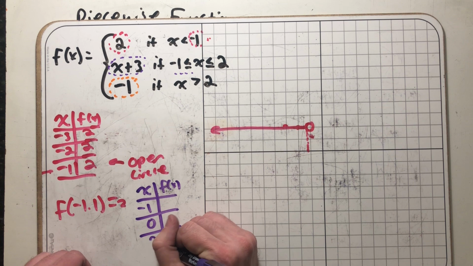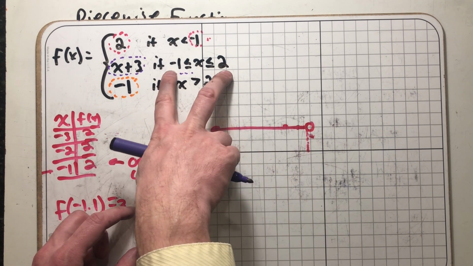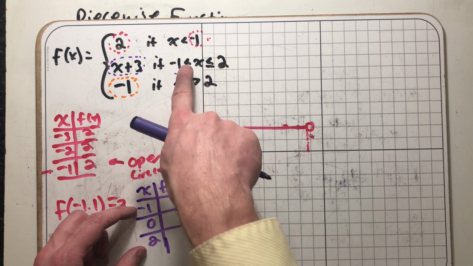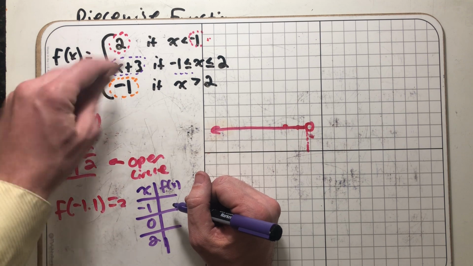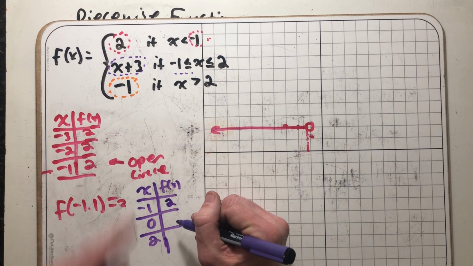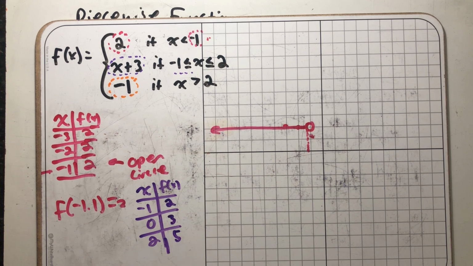And I'm just going to pick some x values that belong between -1 and 2. And again, I'd use the boundary values no matter what. But this time, because I have those equal to's, I'm going to get a filled in circle. Plug in a -1, I get out a 2. Plug in a 0, I get out a 3, and finally a 5. And we saw those values earlier when we were just evaluating.